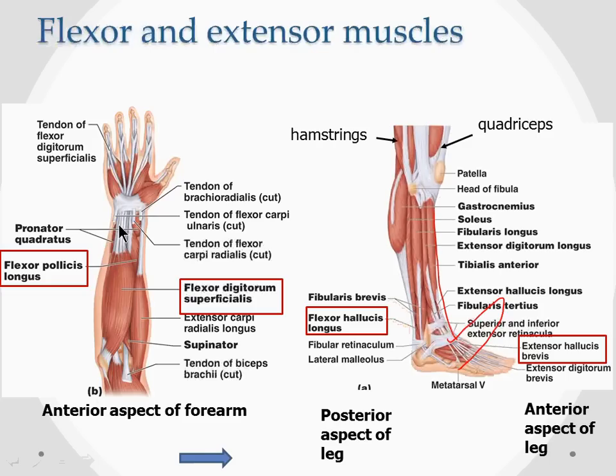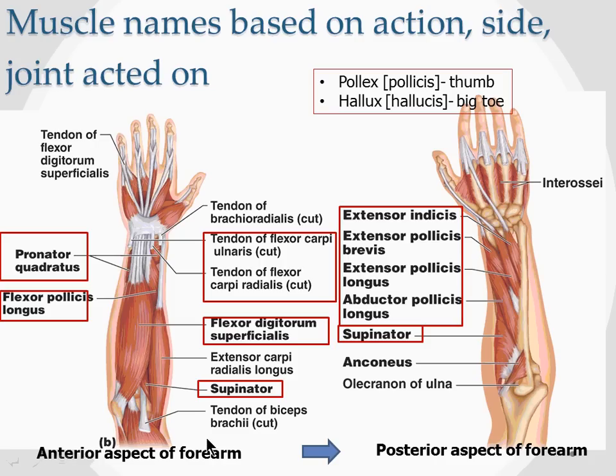And here, this was the anterior aspect of the forearm. And if you look here at the posterior aspect of the forearm, notice how all these muscles have the word extensor in front of them. Can you see? Extensor. So that's on the posterior aspect.